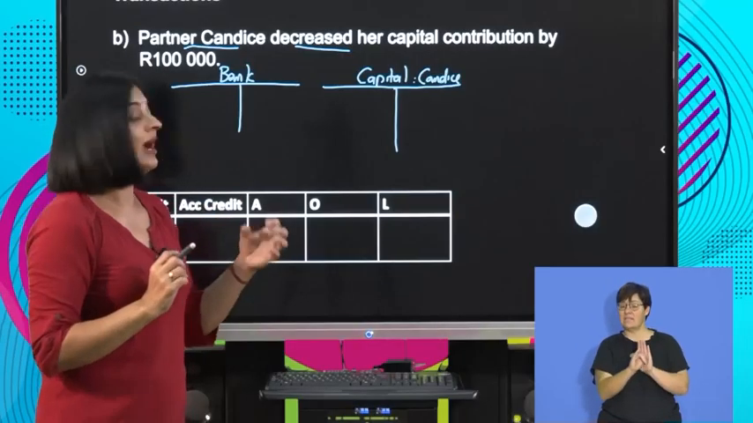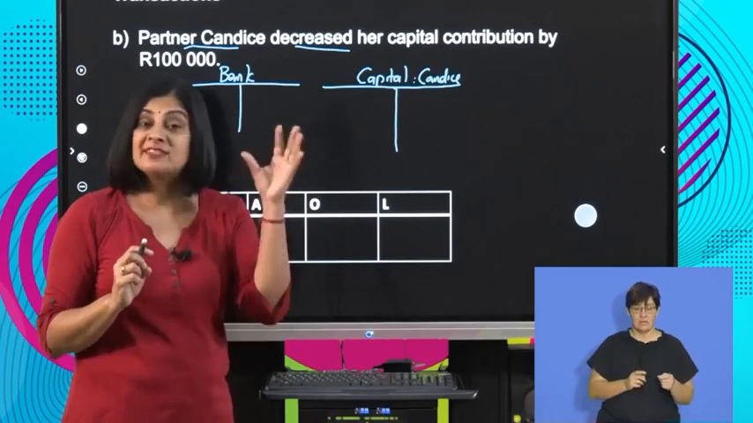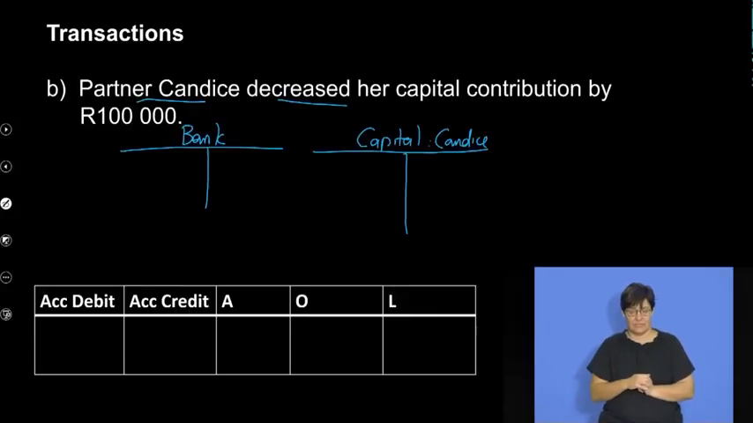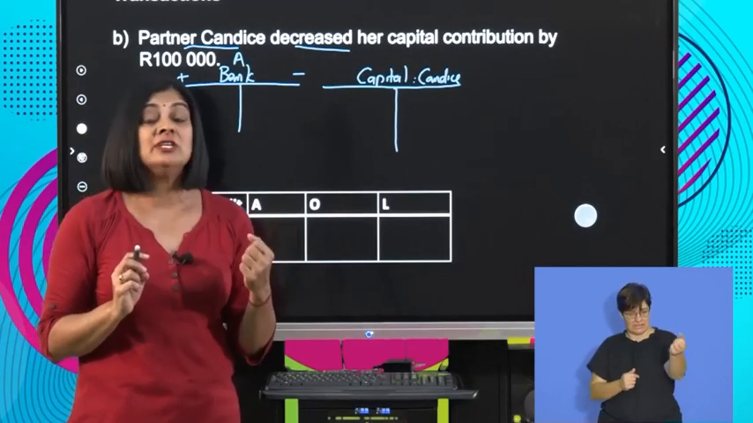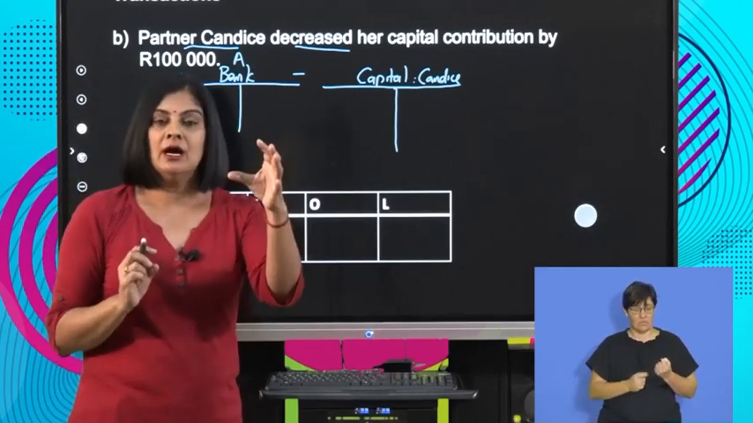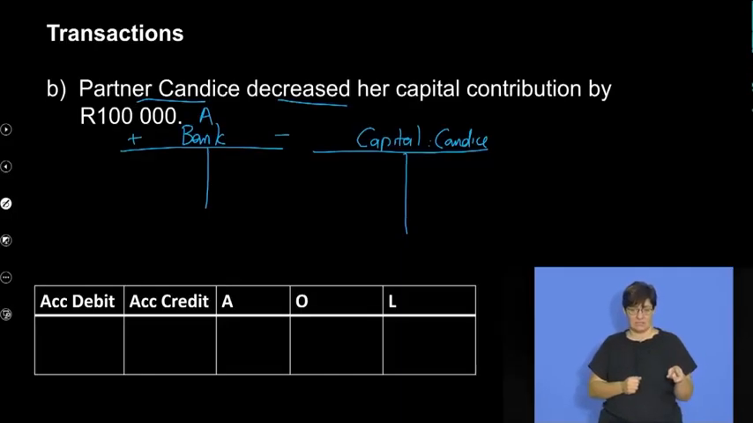You've got to identify which partner is now decreasing their capital, which partner's capital account is going to be affected. Okay, so let's once again start off with the bank account. For some reason, Candace decided she's going to decrease her capital. She is going to withdraw an amount of 100,000 from the bank. So immediately our bank balance, remember, the business's bank balance decreases by 100,000.